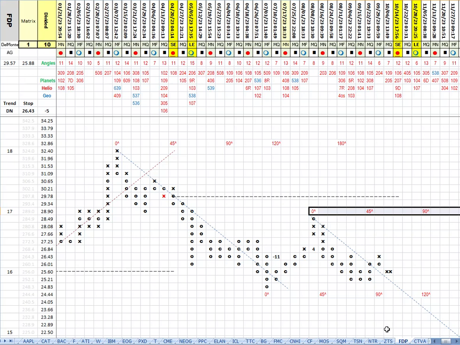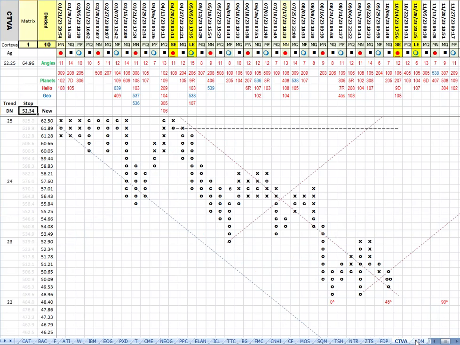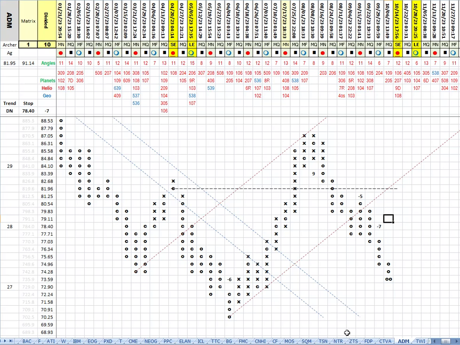FDP, Del Monte, Ag. A dud, pure and simple, 90 degrees over. 45 should have been a high, it was not. So this thing's going to be a dragger. Again, I assume new lows there as well. CTVA, Corteva, same situation. I expect new lows.